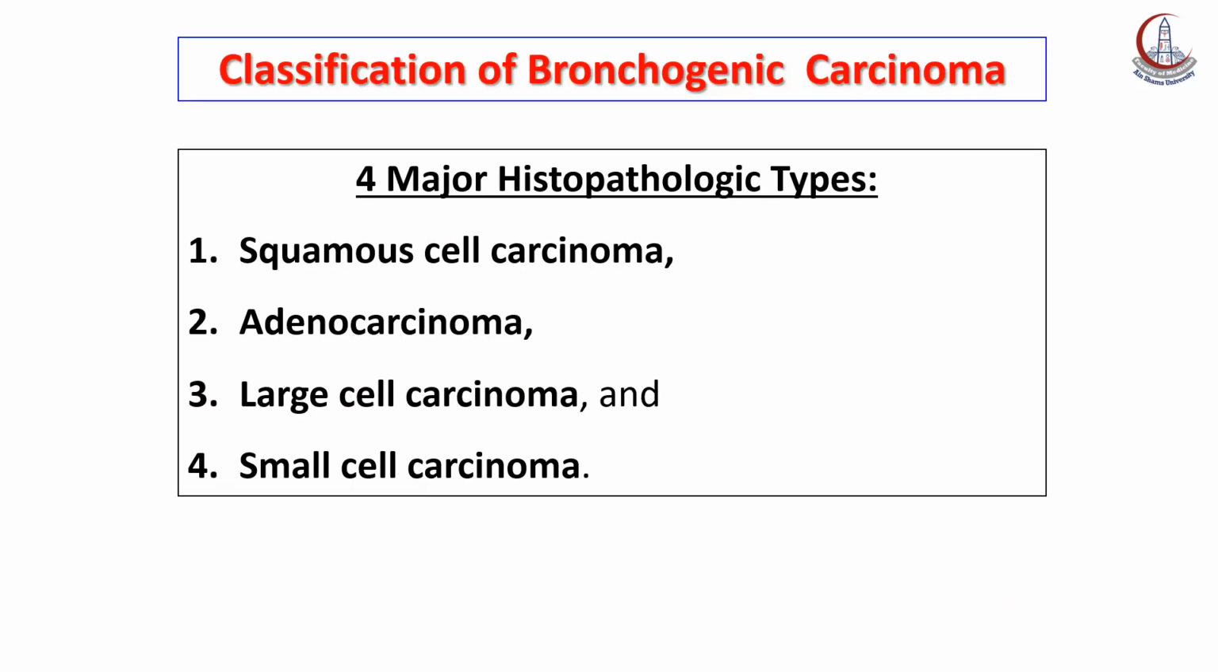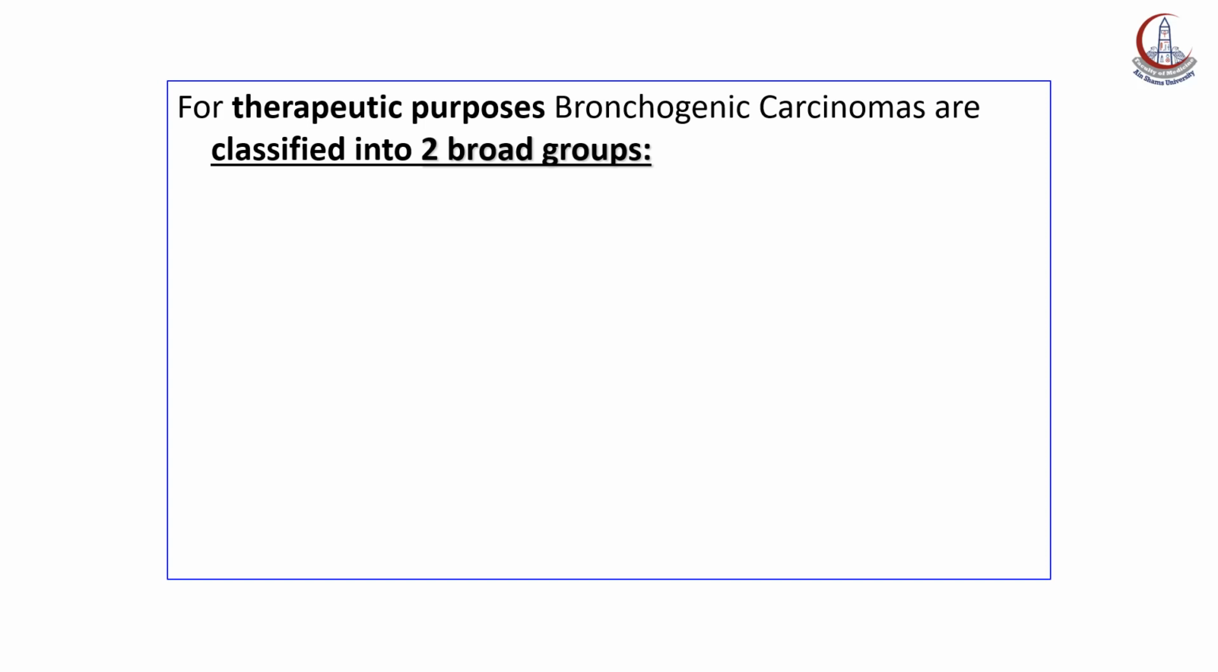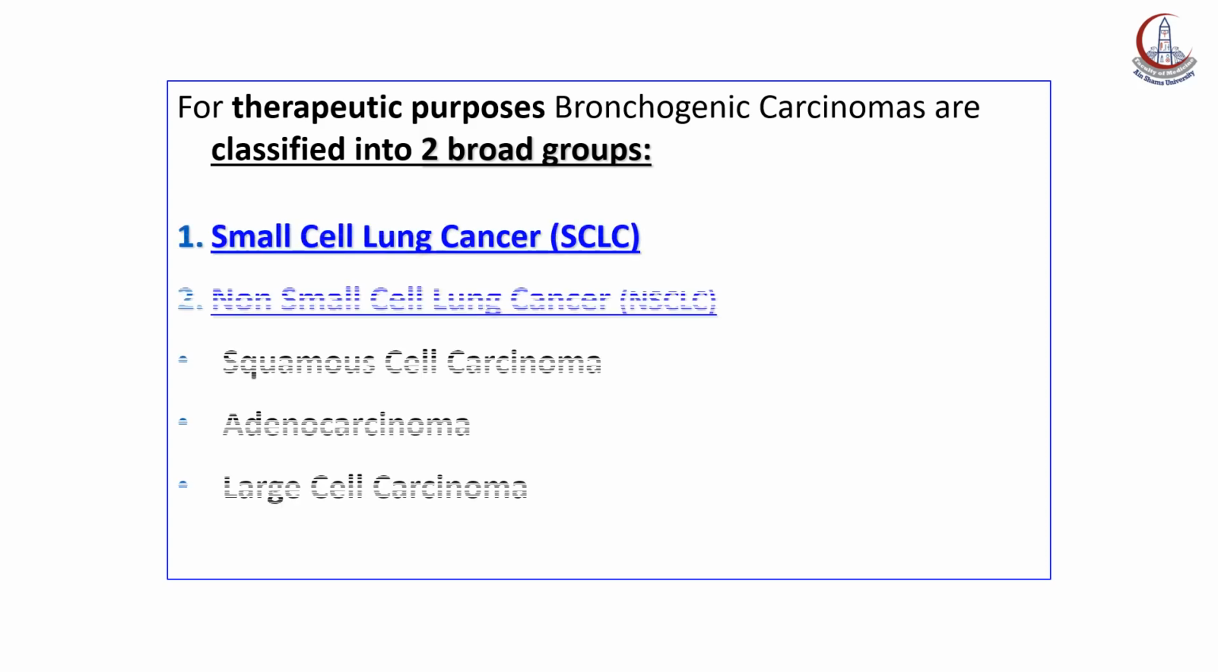For the classification of bronchogenic carcinoma, we have 4 major histologic types: squamous cell carcinoma, adenocarcinoma, large cell carcinoma, and small cell carcinoma. For therapeutic purposes, bronchogenic carcinoma is classified into 2 broad groups: small cell carcinoma and non-small cell carcinoma, including squamous, adeno, and large cell carcinoma.